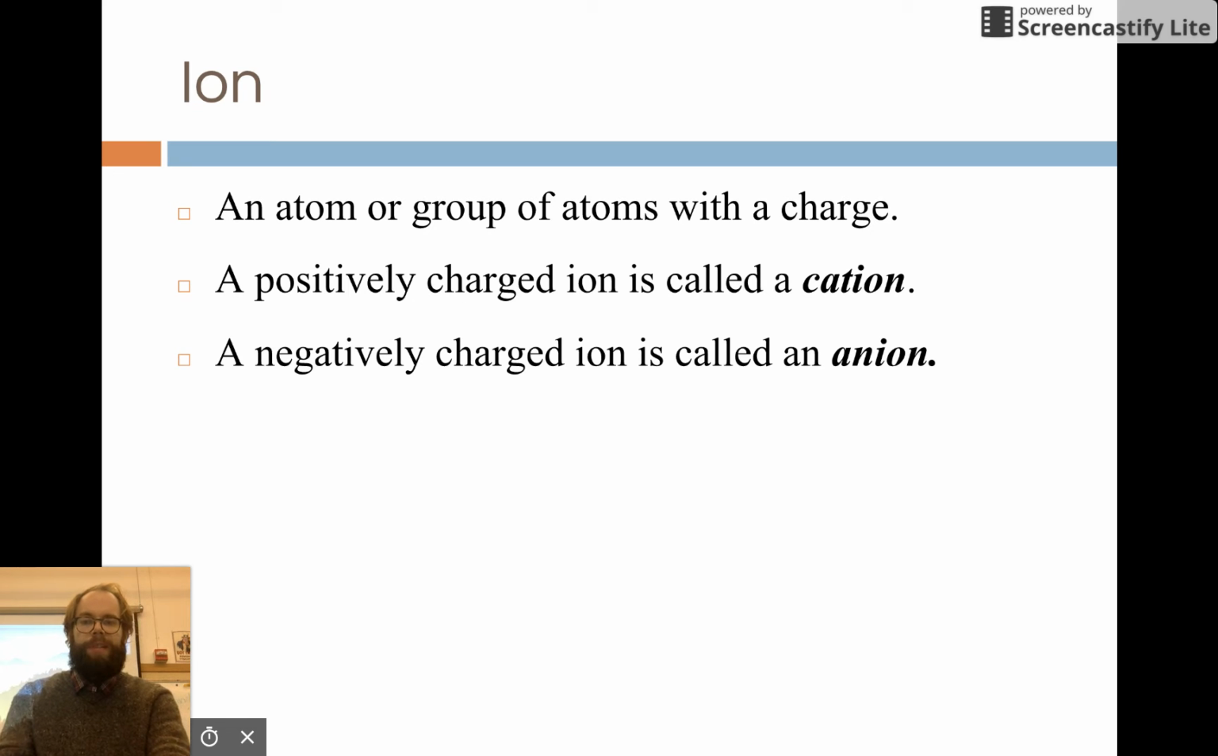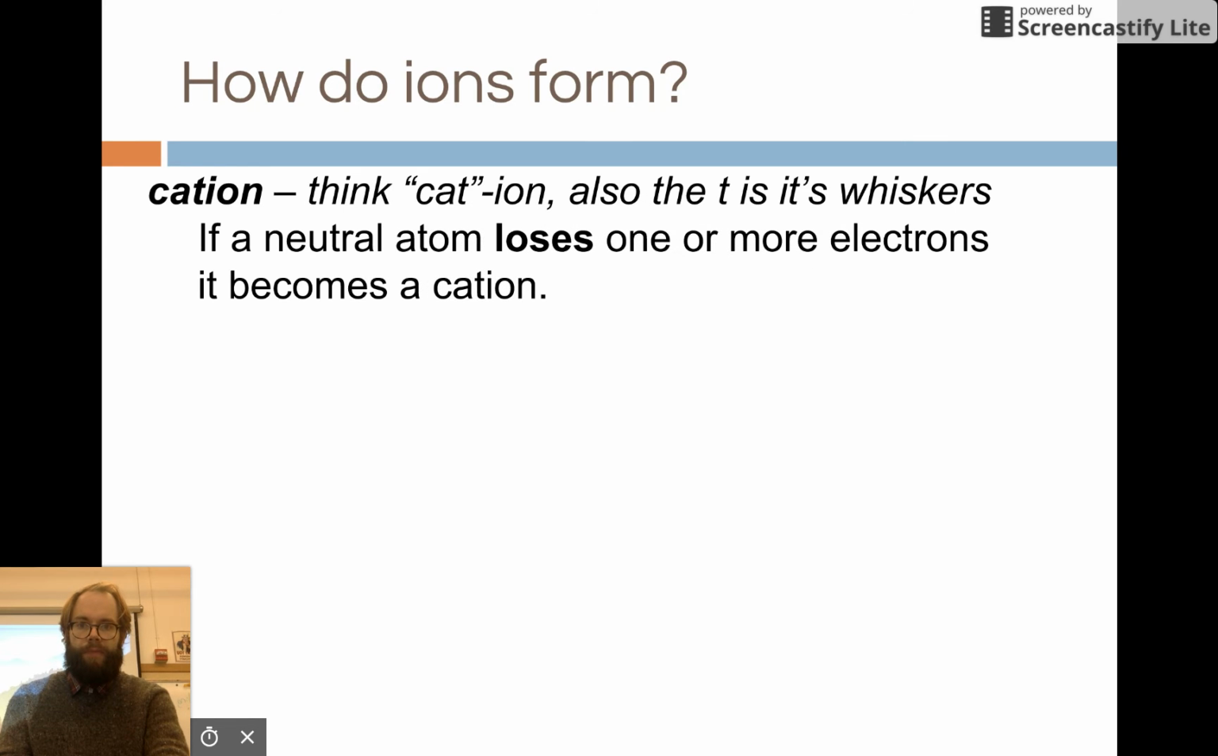This might be a review, but let's talk about ions. An atom or a group of atoms with a charge is called an ion. A positively charged ion is a cation. A negatively charged ion is an anion. The way I remember this is cation, where the t, positive, is like its whiskers.